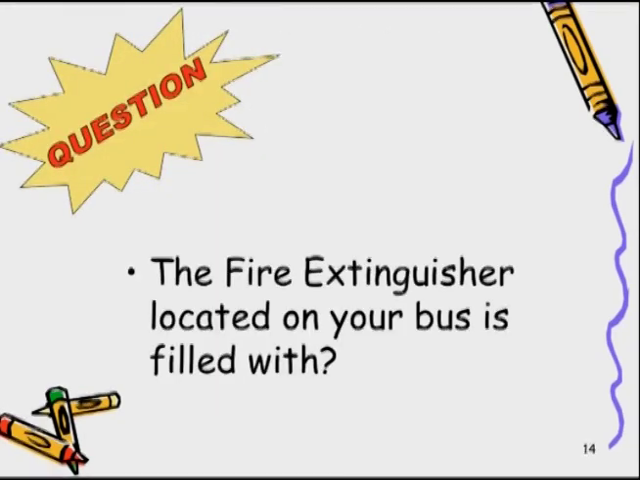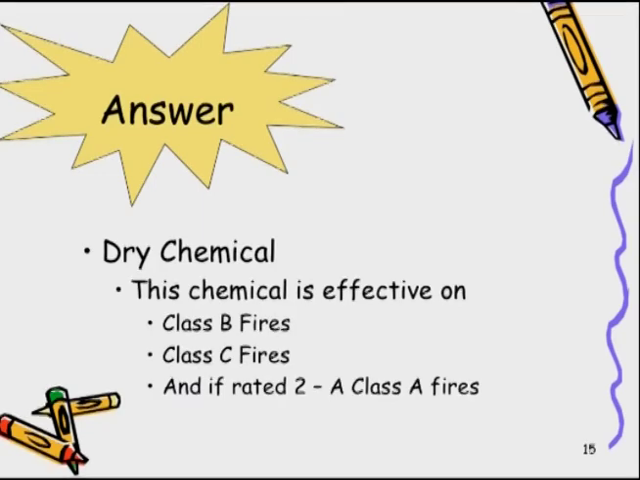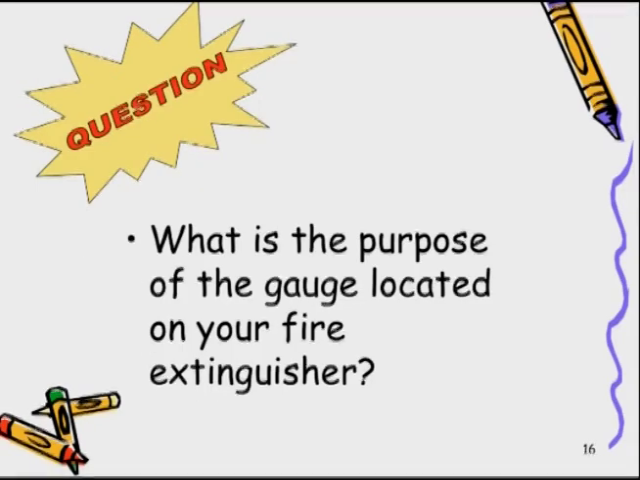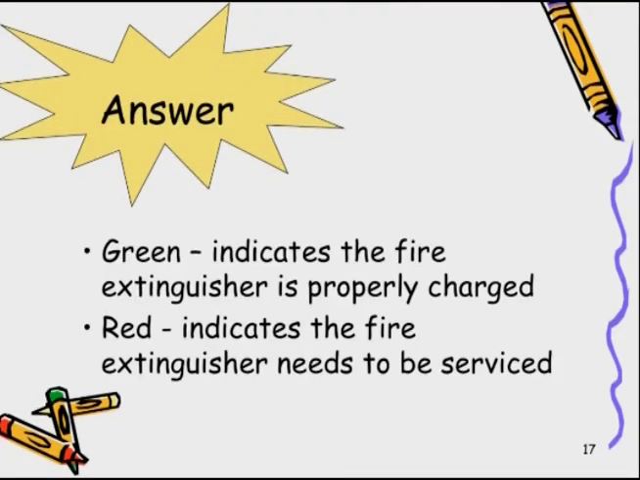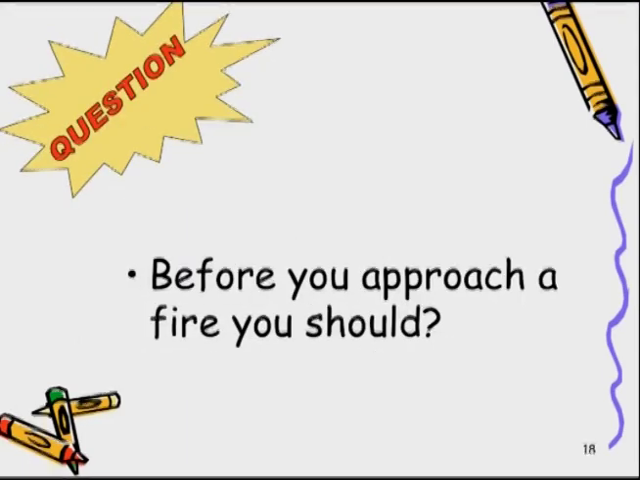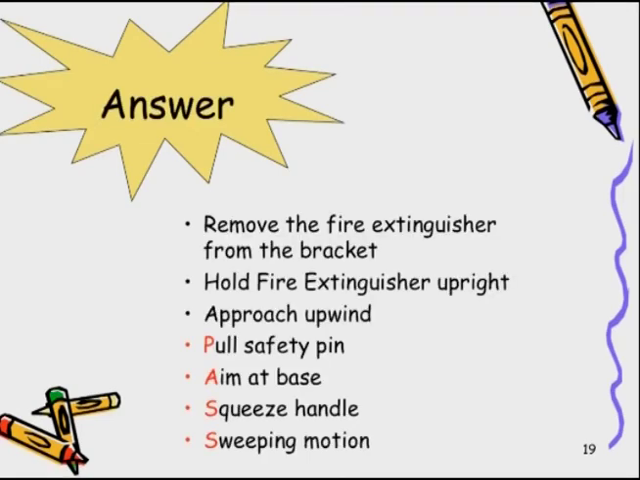Some questions. The fire extinguisher located on your bus is filled with, and the answer is a dry chemical that's going to be effective on Class A, B, and C fires. What is the purpose of the gauge located on the fire extinguisher? And the answer, of course, is to make sure that you know that it's properly charged. Before you approach a fire, you should remove the fire extinguisher from the bracket, hold the fire extinguisher upright, approach it from the upwind, pull the safety pin, aim at the base, squeeze the handle in a sweeping motion.